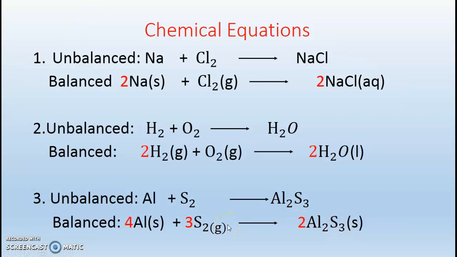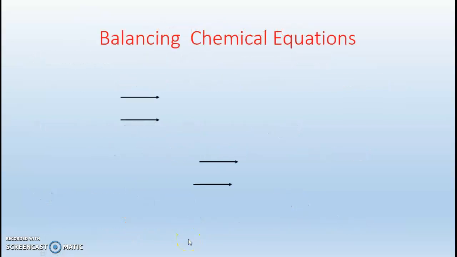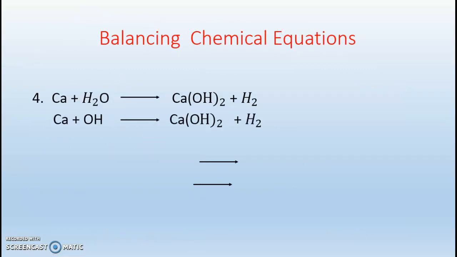So let's see. By doing so, aluminum is now 4. Aluminum was previously 1. How do I balance aluminum? By putting 4 in front. And now everything is balanced. These are other examples that you can also look at to get the equation balanced.